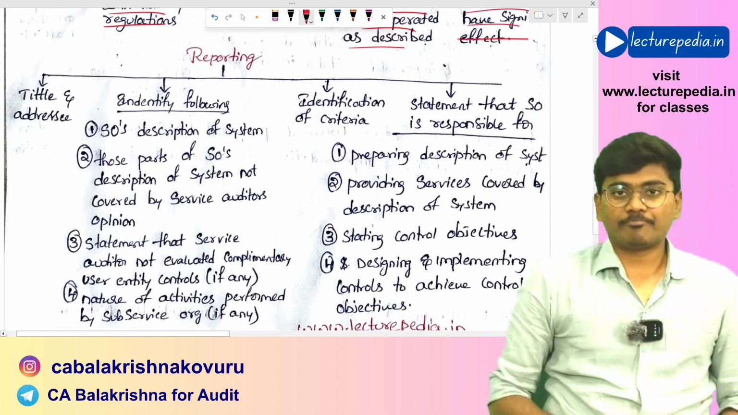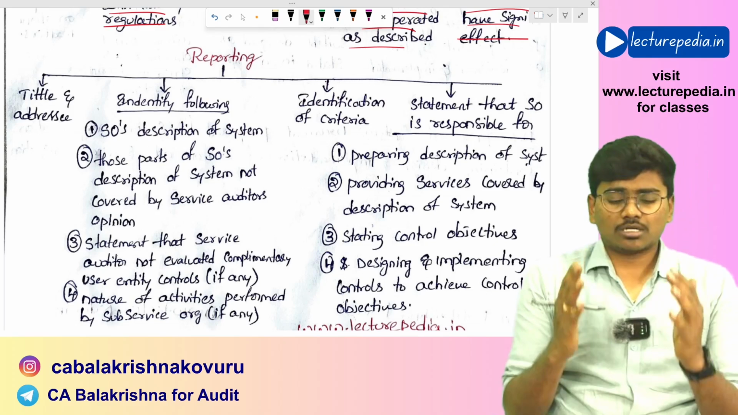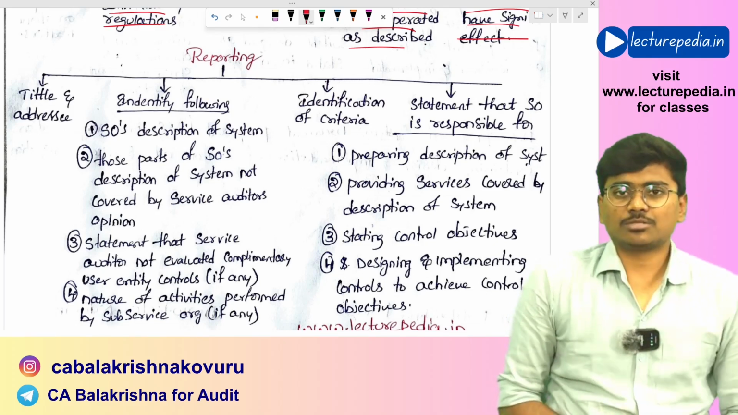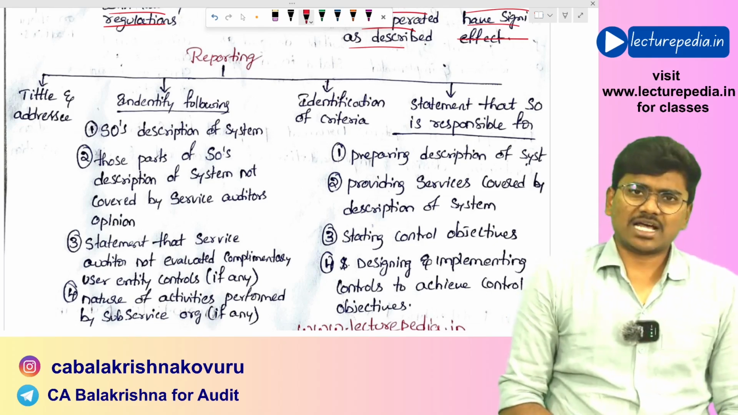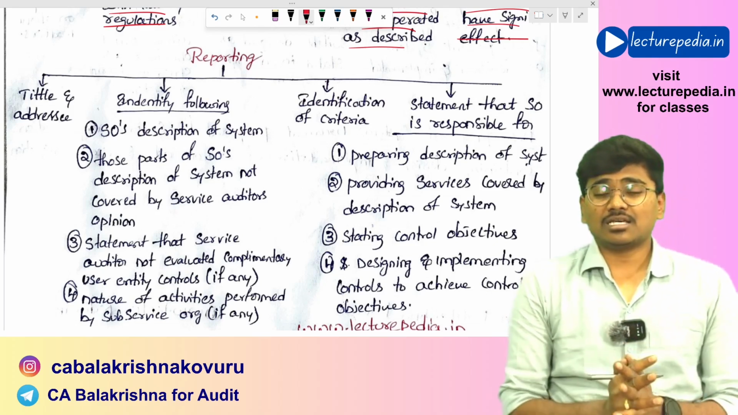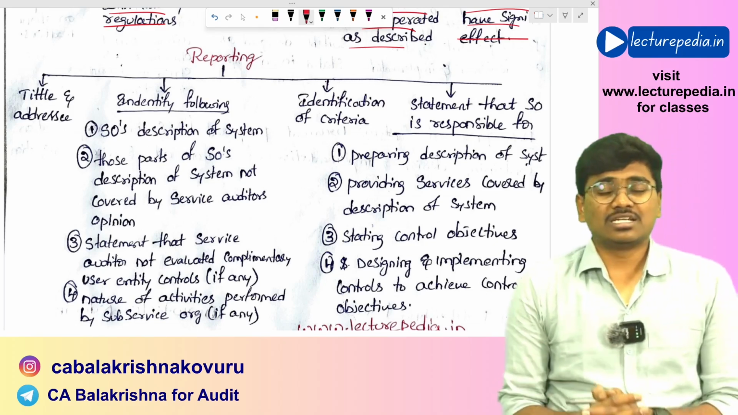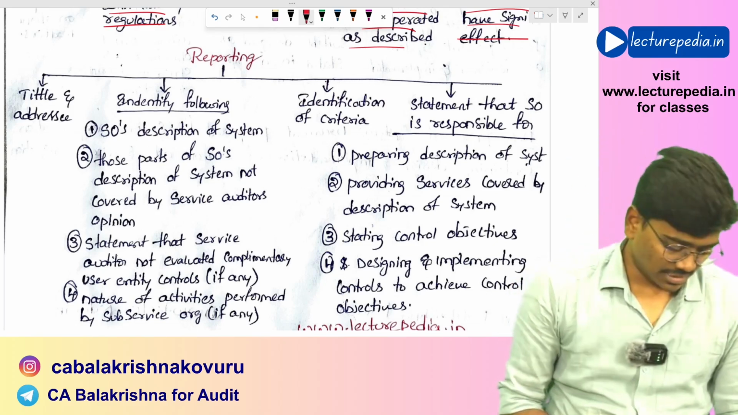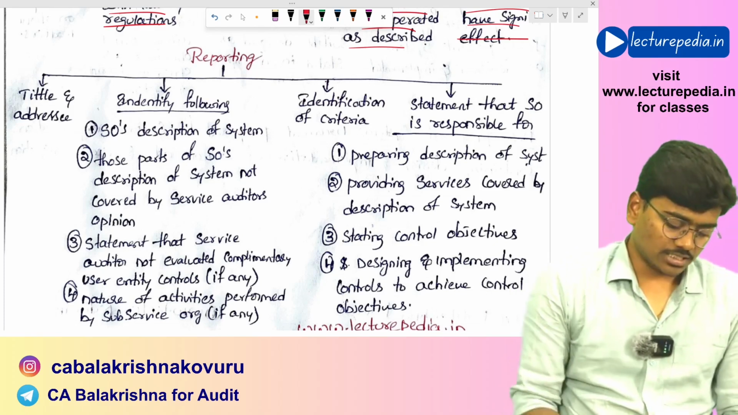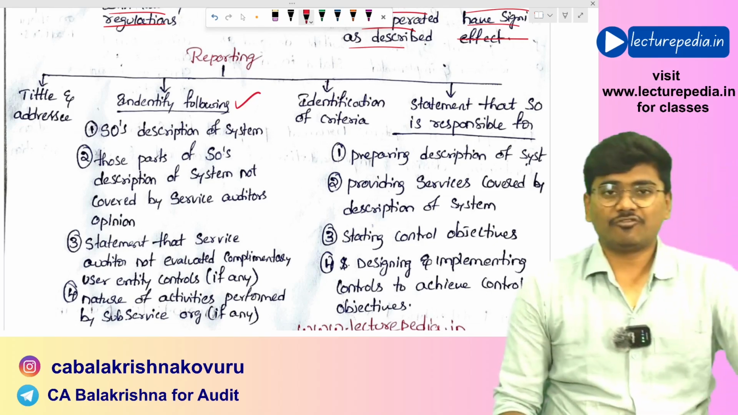In the report that the auditor gives, what elements must be there in this report? First of all, as usual, a title will be there. The title should clearly indicate that this is a report given by an independent auditor on the internal controls of the service organization, and there should be an address to whom this report is being addressed.